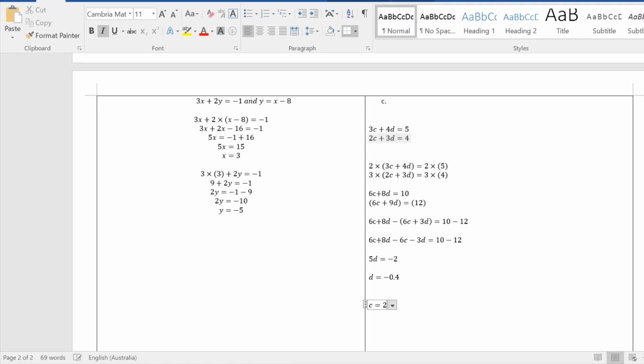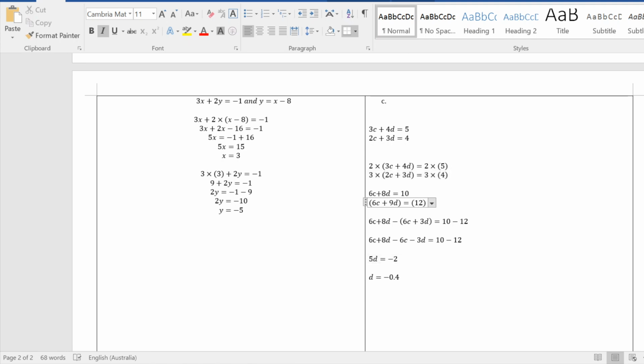Let's see if this holds true. Now, I'll substitute that into the top one. My value of D equals negative 0.4. So that's going to be 5 minus 4 times negative 0.4, and then we divide that by 3. Get 2.2. So it looks like I might have made a mistake here, guys. Let's double back and have a think about where this mistake may have been. I might actually just do the full working, just to be on the safe side. Mistakes do happen, but that's okay. It's all about how we go about backtracking.